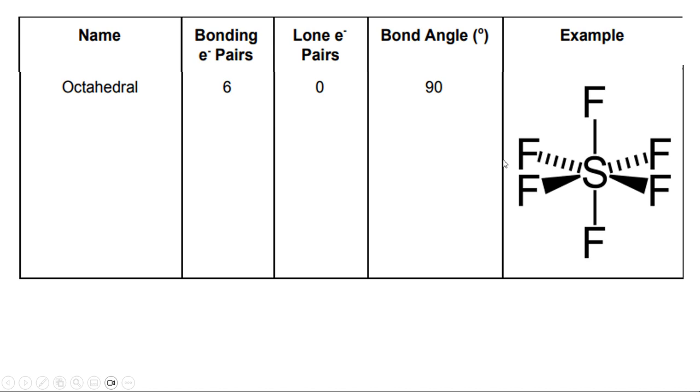Octahedral. Bonding pairs is 6, lone pairs is 0, and the bond angle is 90. So again, octahedral is bonded to 6 things. For this one, learn the structure here: dash, dash, filled, straight. Same with that as well. The bond angle here is obviously 90 degrees. Six bonding pairs, 0 lone pairs.